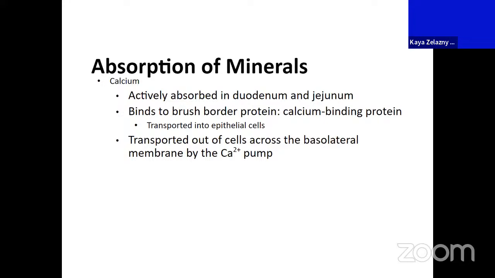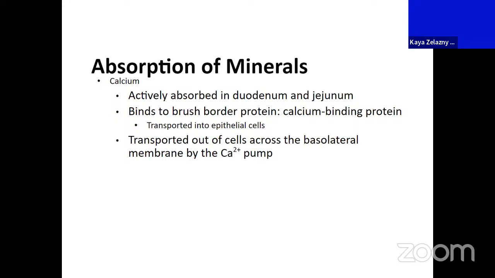Calcium, we also need as a dietary mineral. So we need calcium to build strong bones, knock out osteoporosis, and we need it in order to help us absorb vitamin D. Those two things are kind of linked. Okay. So for calcium, we're going to be actively absorbing that, again, in the first two parts of our small intestine. So in the duodenum and jejunum, we're actively pulling in calcium.